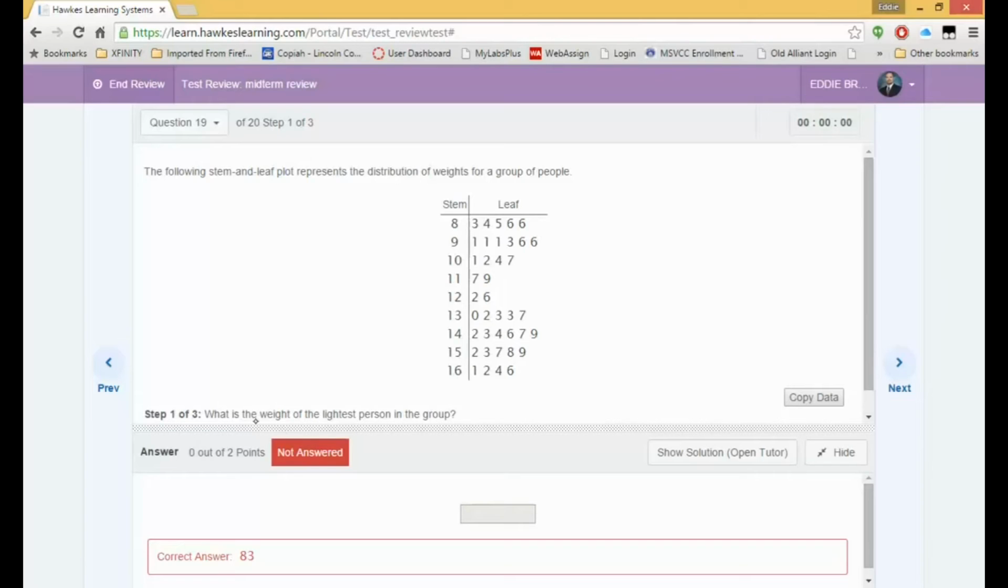Okay. What is the weight of the lightest person in the group? Of course, that's going to be with the 8s and then the very first one. So 83. That's the lightest person in the group.